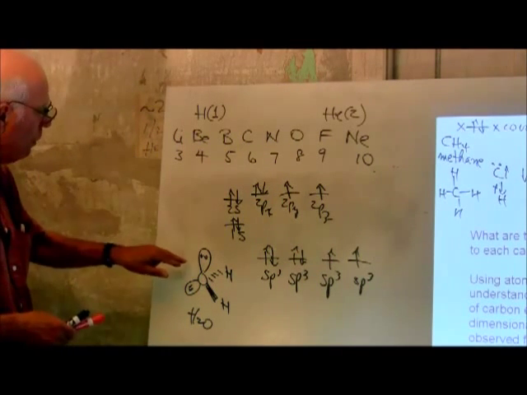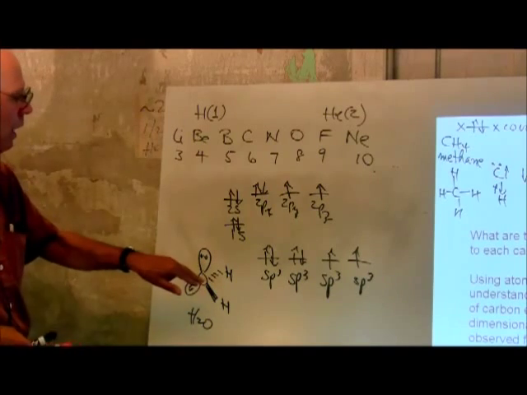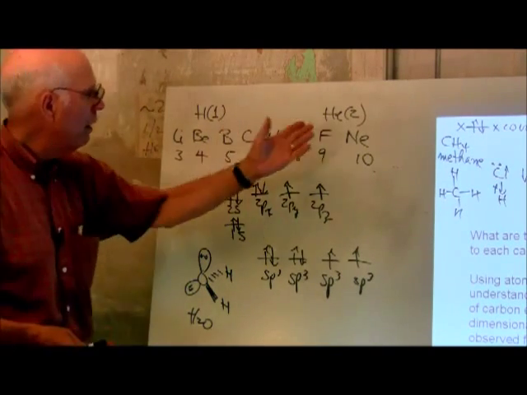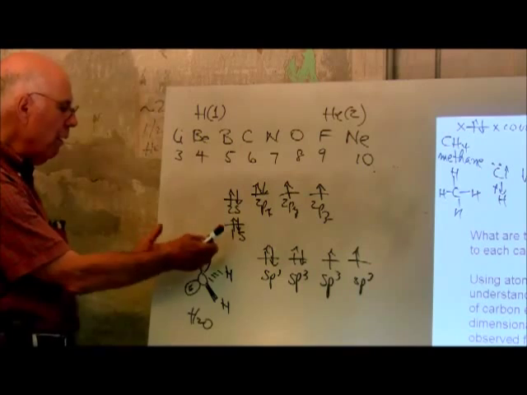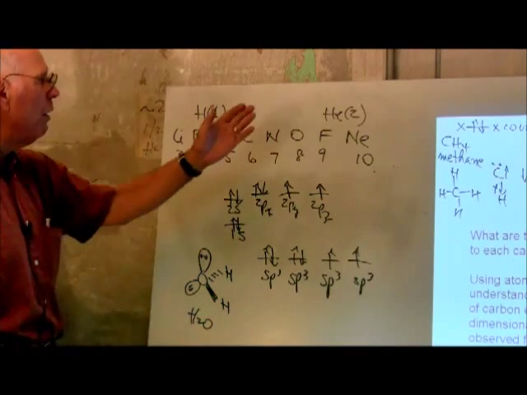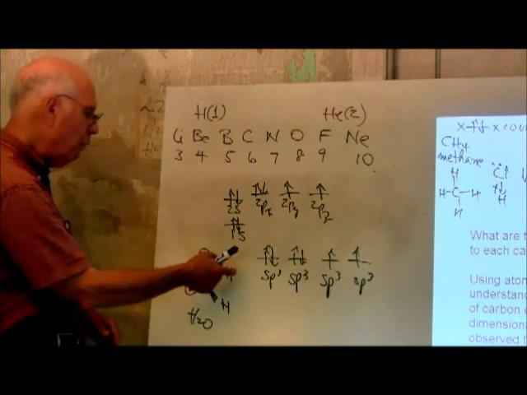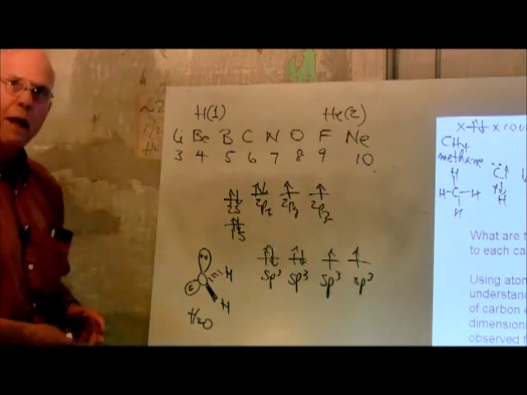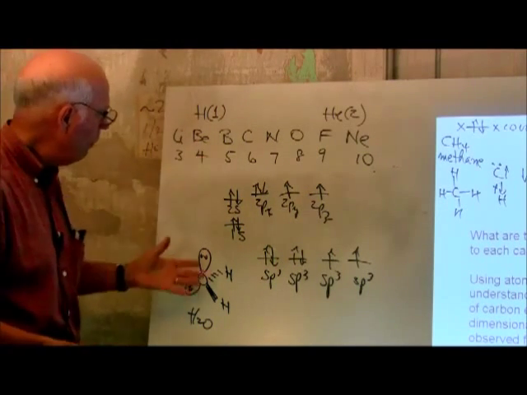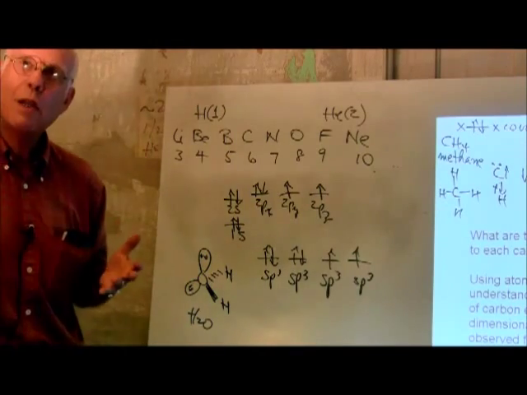Sure it does. 1, 2, 3, 4, 5, 6, 7, 8, and 2 in the 1s orbital make 10, just like neon. And the hydrogen resembles the electron configuration of helium. 1, 2 for that hydrogen in this bond, and 1, 2 for that hydrogen in that bond. And so you can see where these lone pairs of electrons come from.